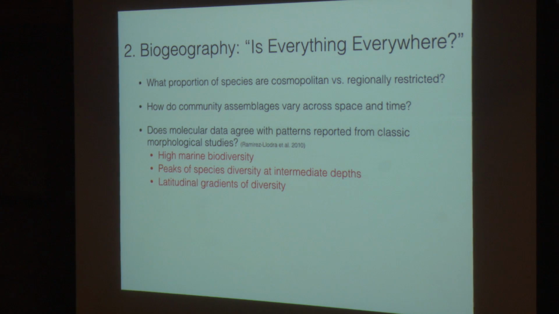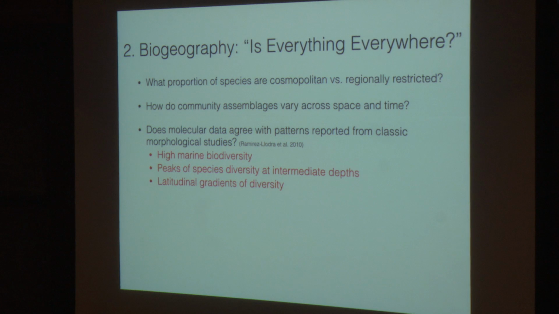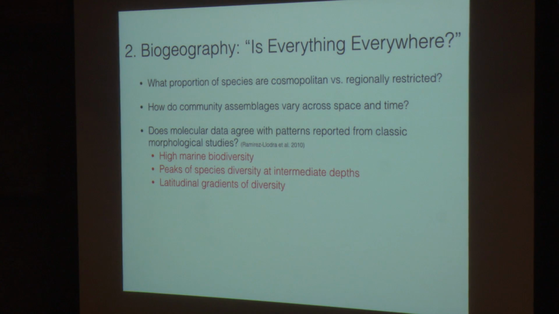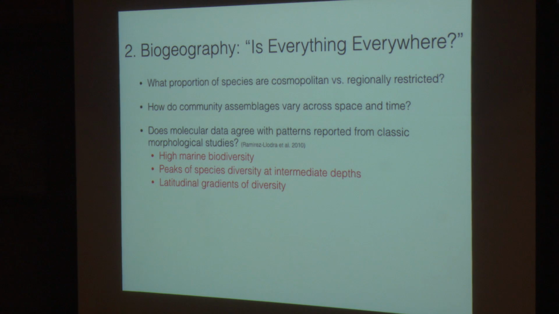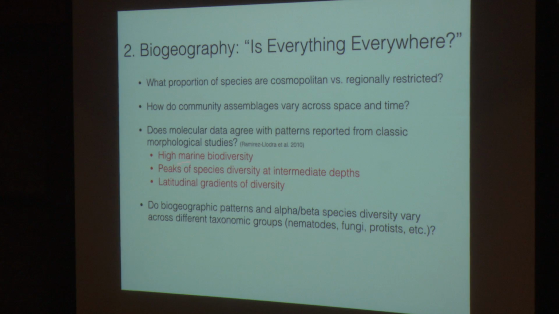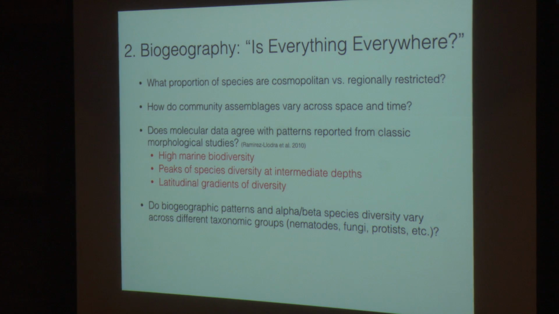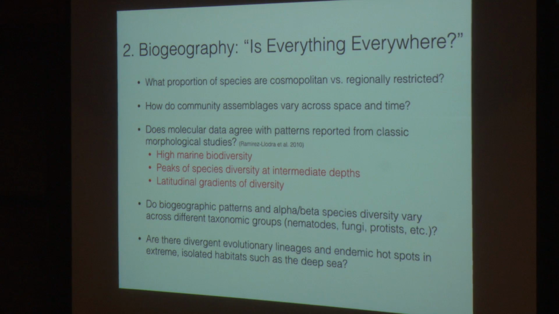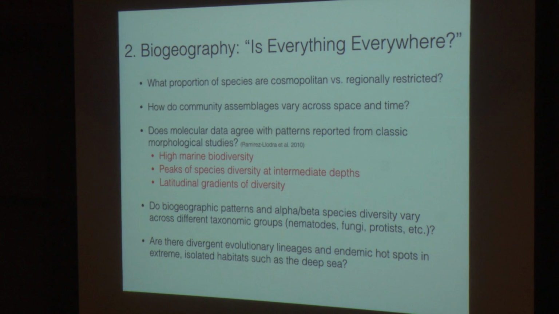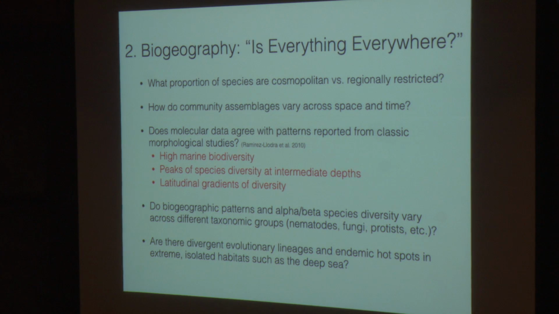There's also a lot of really compelling hypotheses from the classical literature, which are driven by morphological studies. So marine environments have putatively very high biodiversity. They've been reported to have peaks of species diversity at intermediate depths, as well as latitudinal gradients of diversity. And these are really interesting and important patterns in marine environments, but they haven't been rigorously tested with molecular data. And another thing we want to know is whether or not these patterns are also consistent for all taxonomic groups. Typically, these hypotheses come from a very focused study of one organism, but it's relevant to our understanding of these ecosystems to look at patterns across nematodes, fungi, protists, and all different eukaryotic groups, as well as bacteria. And in terms of extreme environments, are there divergent evolutionary lineages and endemic hotspots in areas such as the deep sea, which have been cut off for a very long time and have very specific environmental constraints?